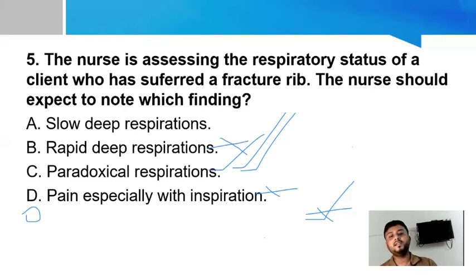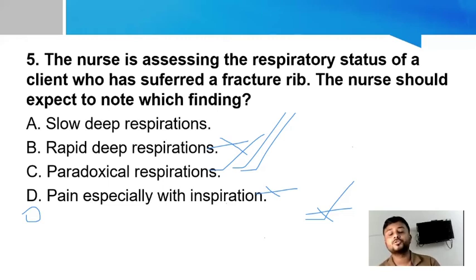And the last one is pain, especially with inspiration. I told you already, during fracture rib, when we take inspiration, at the time of chest expansion, the fractured rib will go inside. When the fractured rib goes inside, it will hamper our tissues. It will hamper our cells, so that we feel pain.